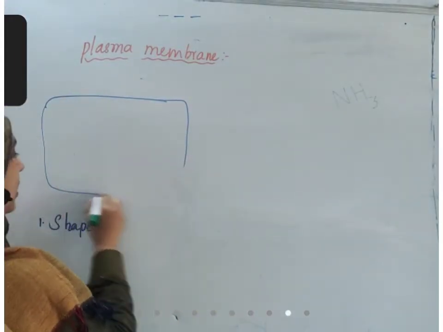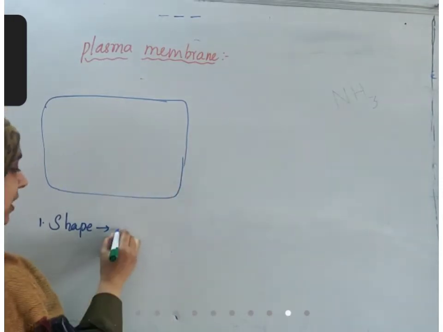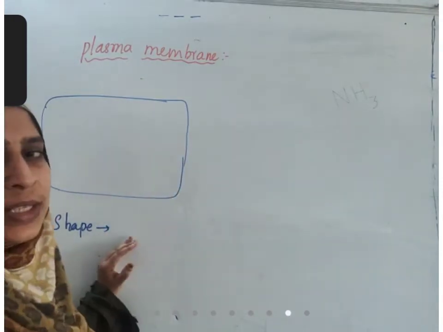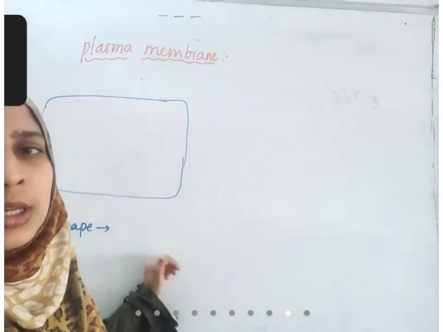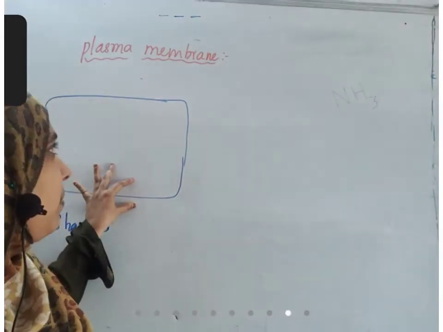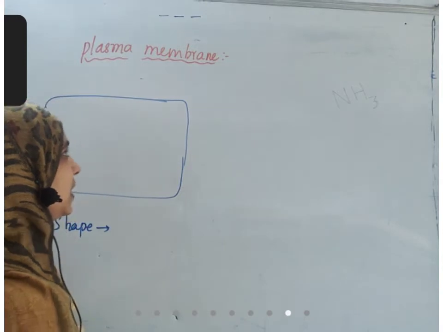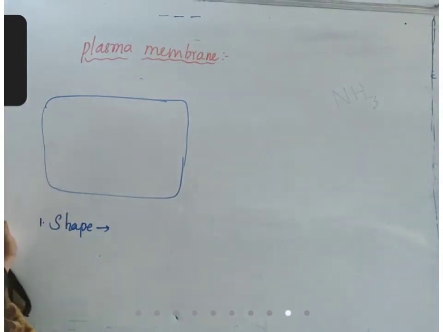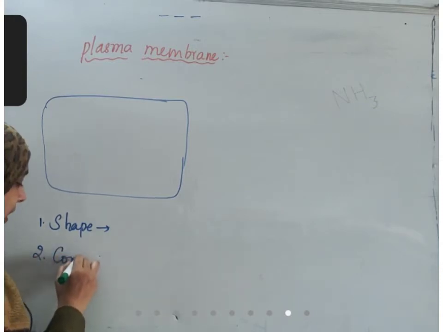so the first function of plasma membrane is it gives shape. Generally, animal cells do not have any outermost wall. The outermost layer is only the plasma membrane. So this plasma membrane decides what will be the shape of the cell. Right. Next, it helps in compartmentalization.